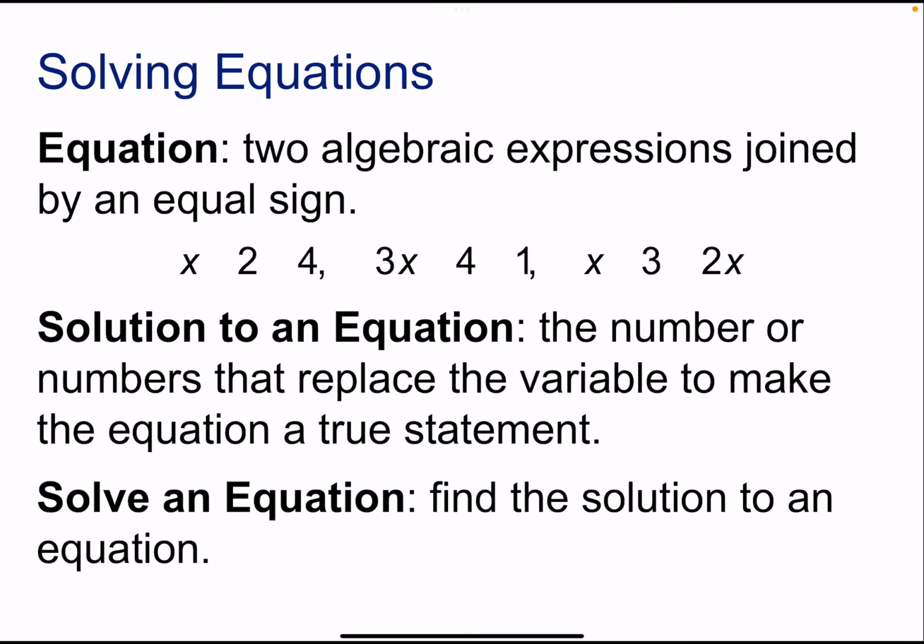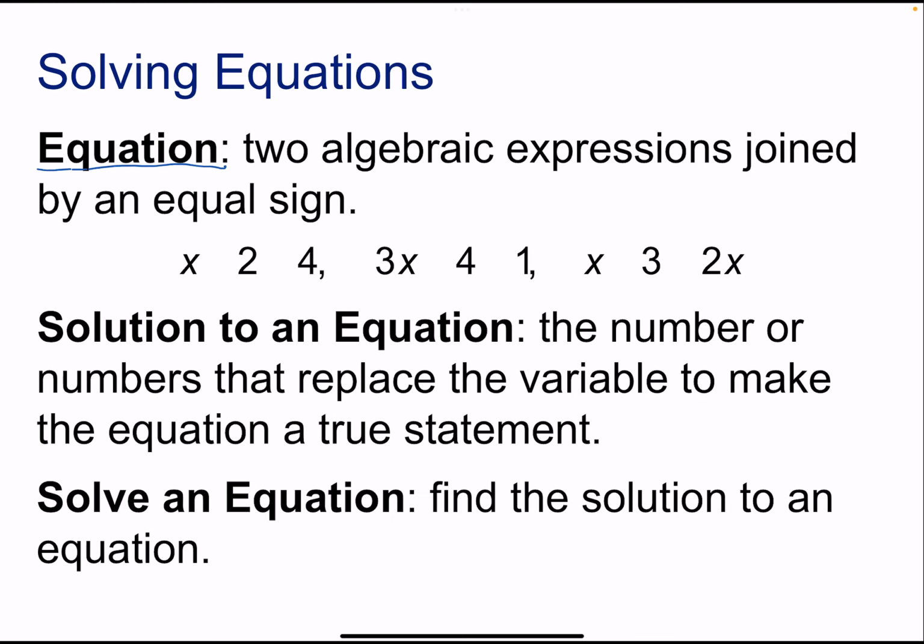Again, and we're going to continue to talk about section 6.1, solve equations. First of all, what is an equation? Well, an equation just means that two algebraic expressions, you have expressions on the left-hand side, expressions on the right-hand side. So you join those two algebraic expressions with an equal sign.